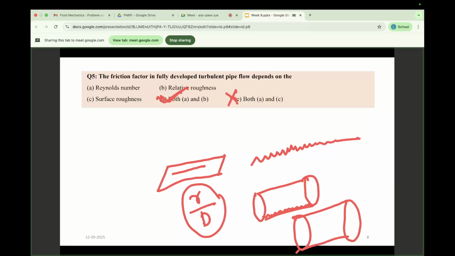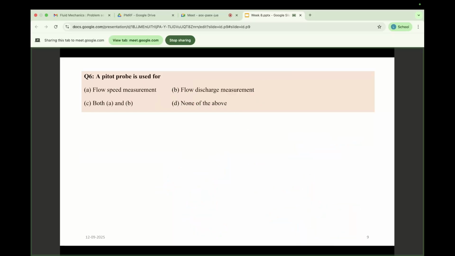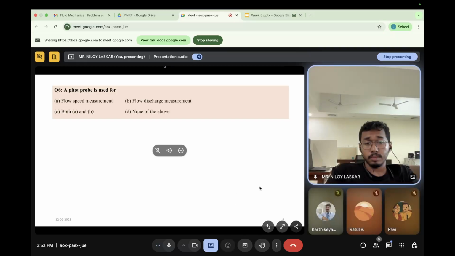So I am moving to the next question, and also giving you 2 minutes. Please try to solve this one.